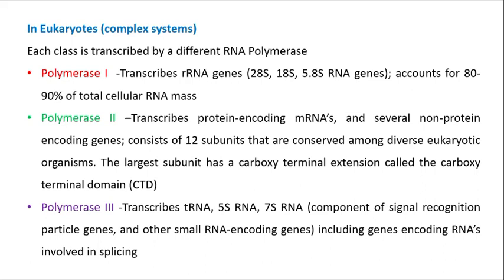But here, polymerase 1 actually transcribes rRNA genes. Polymerase 2 transcribes protein encoding messenger RNA. Polymerase 3 transcribes tRNA. So the code is RMT: polymerase 1, 2, 3. You just remember that RMT. rRNA, polymerase 1. mRNA, polymerase 2. Then the last one, tRNA, polymerase 3.